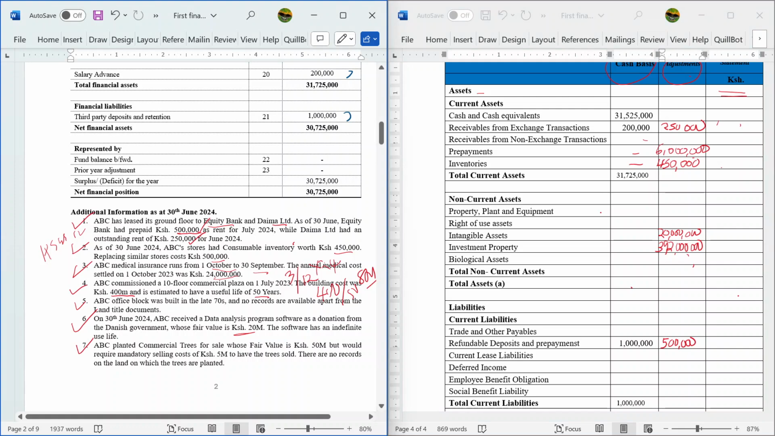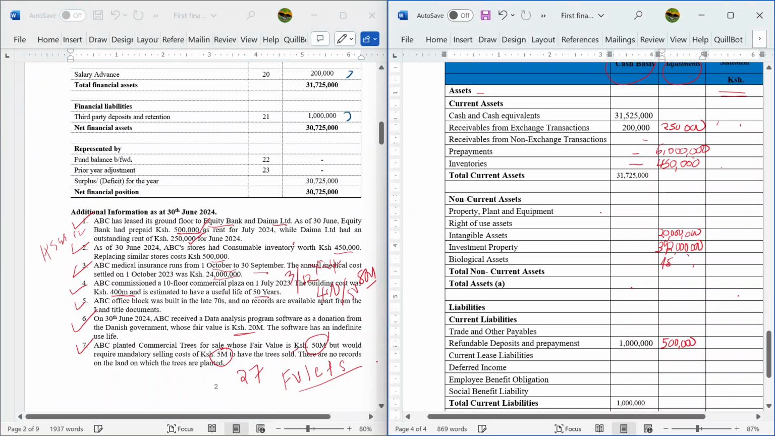ABC planted commercial trees for sale whose fair value is Kenyan shillings 50 million, but will require mandatory selling cost of Kenyan shillings 5 million. This we measure and recognize under IPSAS 27, which guides us to measure using fair value less cost to sell. Our fair value is 50 million, our cost to sell is 5 million. What will we recognize? 45 million.